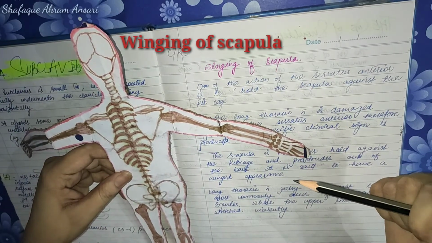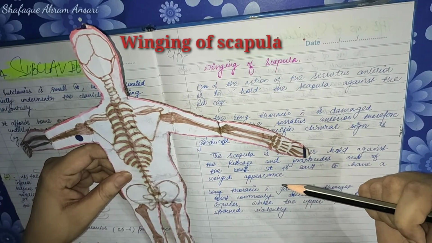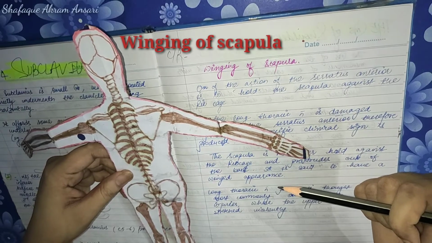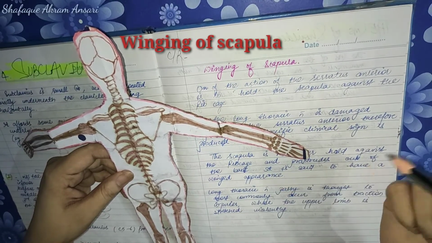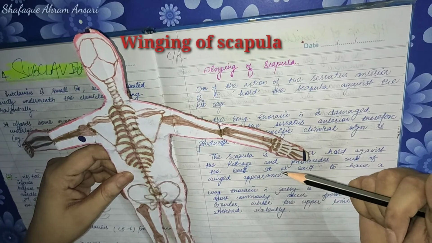Long thoracic nerve palsy is thought to most commonly occur from traction injuries where the upper arm is stretched violently, like in hanging cases.